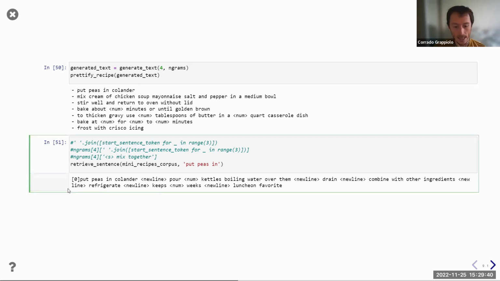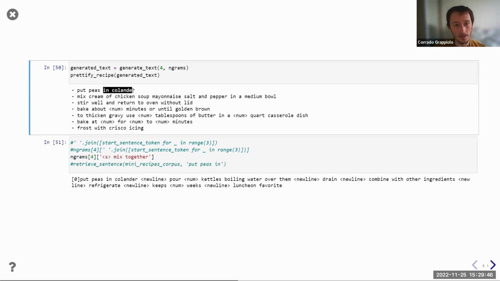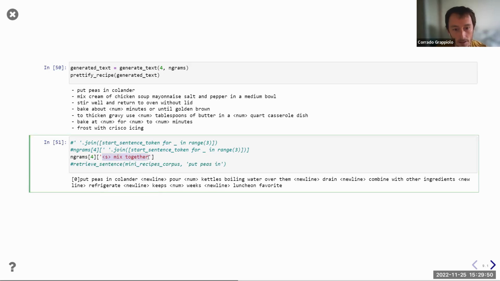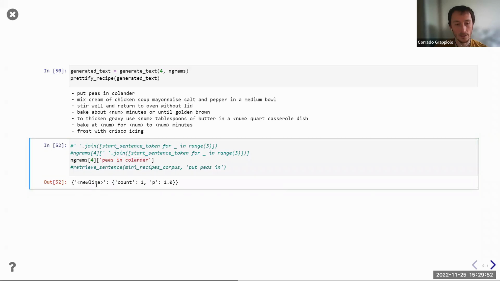And we can go and look into why that happened. We can put this history and see what happens after "peas in", and there's only a new line. That means that indeed this was the only occurrence of "peas in" followed by a new line. That's why the n-gram sort of got stuck and just parroted the training corpus.